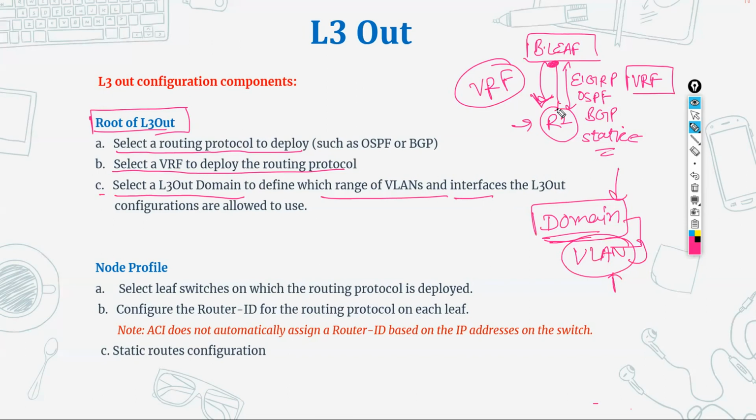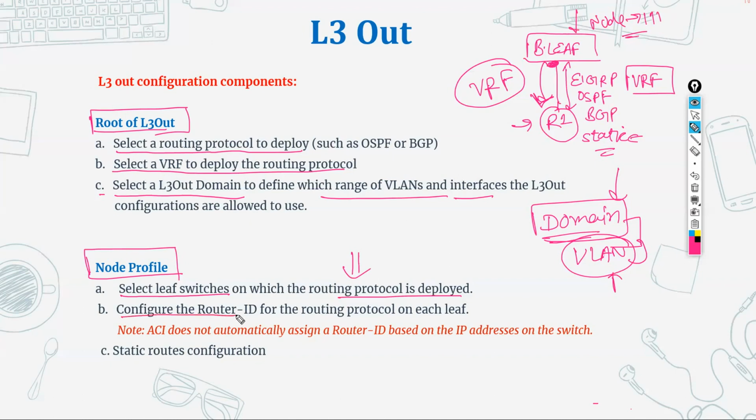Okay, then in the next section of the configuration components we have the node profile. So in the node profile we are going to select the leaf switches on which the routing protocol will be deployed, right? So let's say this is my border leaf, and let's say its node ID is 111. So we need to select the leaf switches wherein we are going to deploy this layer 3 out.